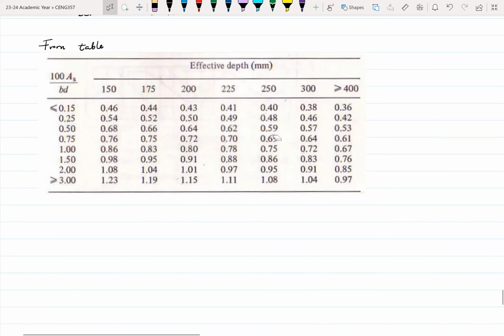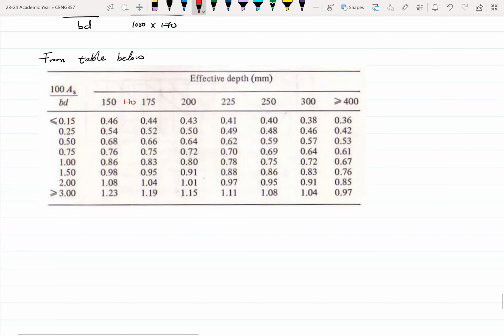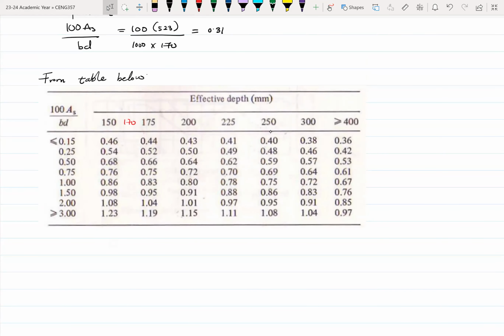All right. So from the table below, we are somewhere here, 170. And then we have 0.31. So somewhere here, 0.31. So we have to interpolate this for the set of data. And if we do it, your VC will be 0.55. VC is 0.55.